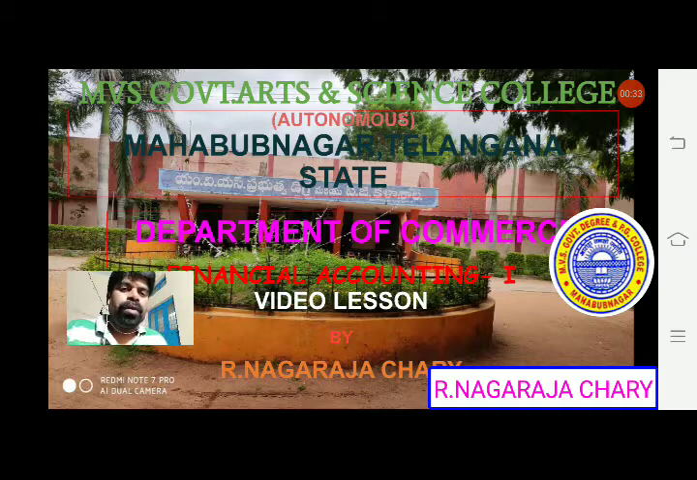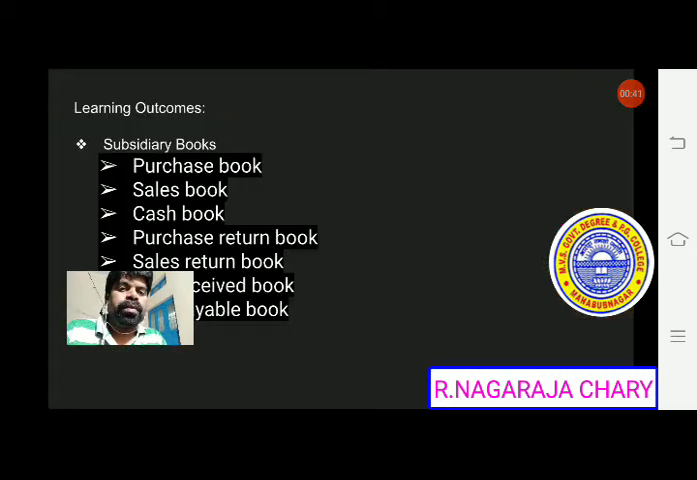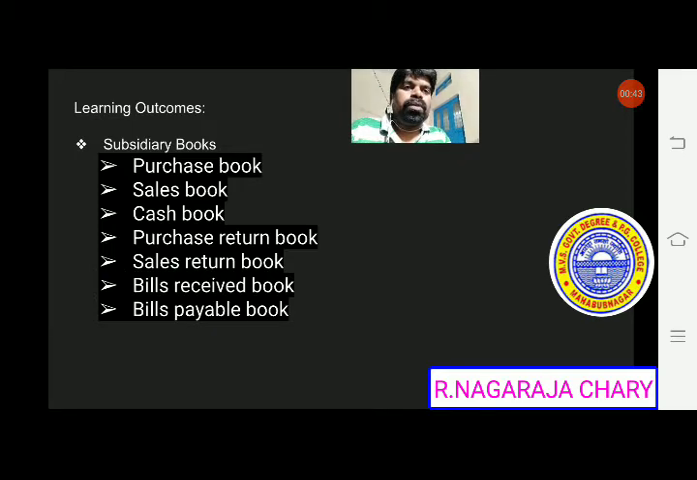So, what are the outcomes we will learn? Let us see. The learning outcomes are: subsidiary books. What is the meaning of subsidiary books? How many books do we have? Why are we using subsidiary books? Like this we will learn.